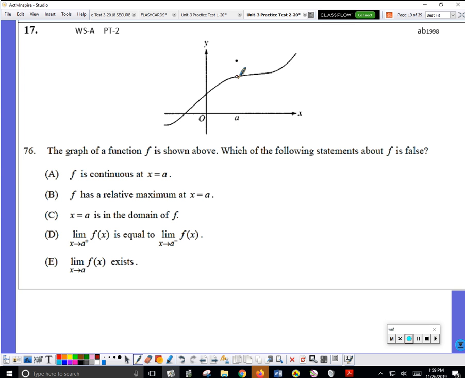So when you look at this picture, at x equal a, the limit from the left is like this point. The limit from the right is this y coordinate. The value of the function at a is this y coordinate. Those are definitely not all close to each other.